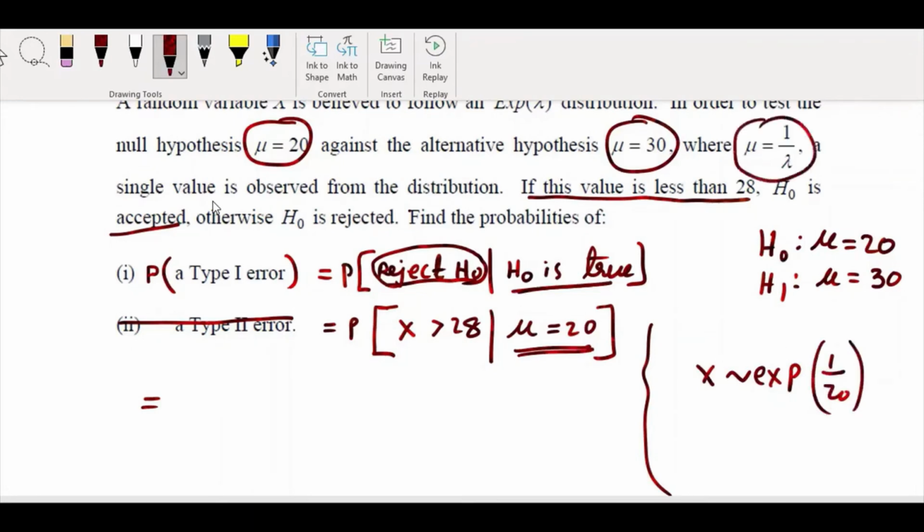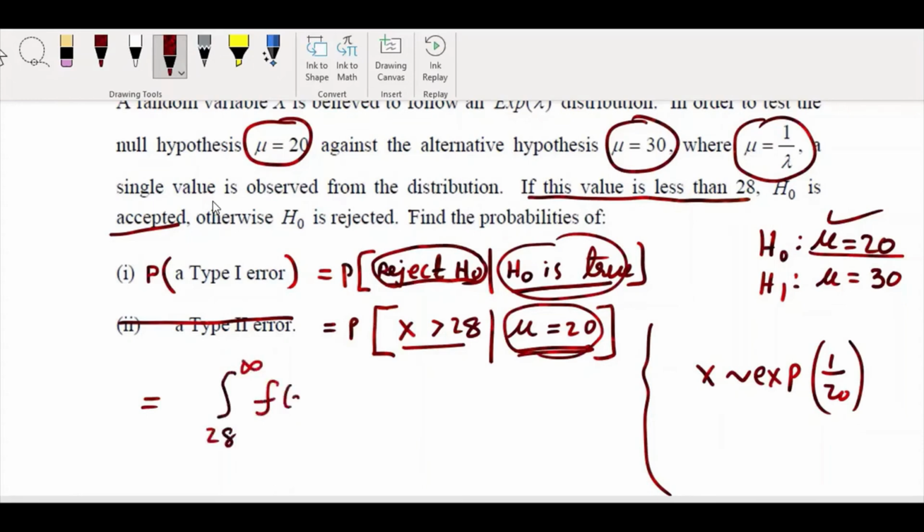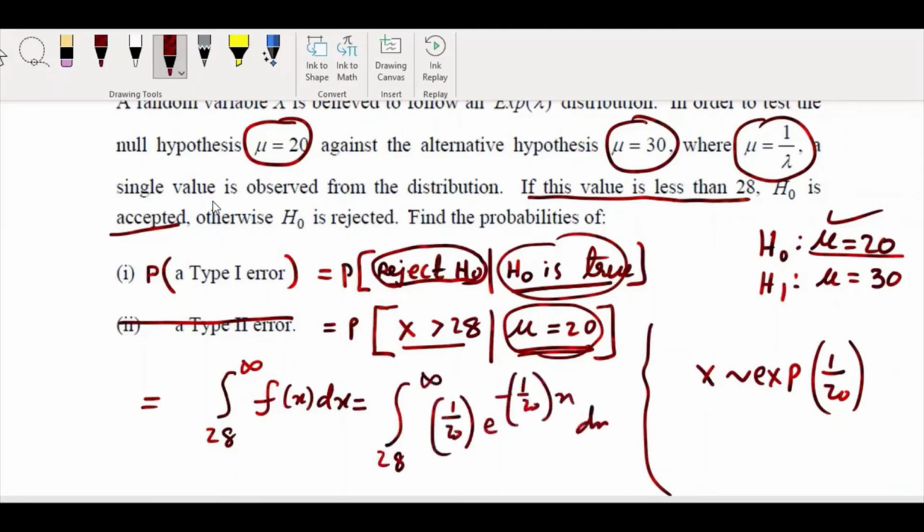Because this is the link, with parameter lambda, lambda is 1 upon mu, and mu is 20. H naught is true, so we have accepted this. In reality it's true, but from the sample it comes. Then you have to find the probability: integrate from 28 to infinity lambda e power minus lambda x dx, or there is a formula directly you can use.